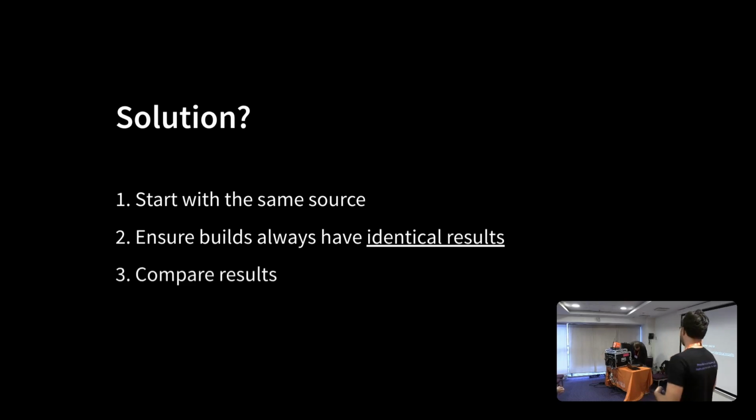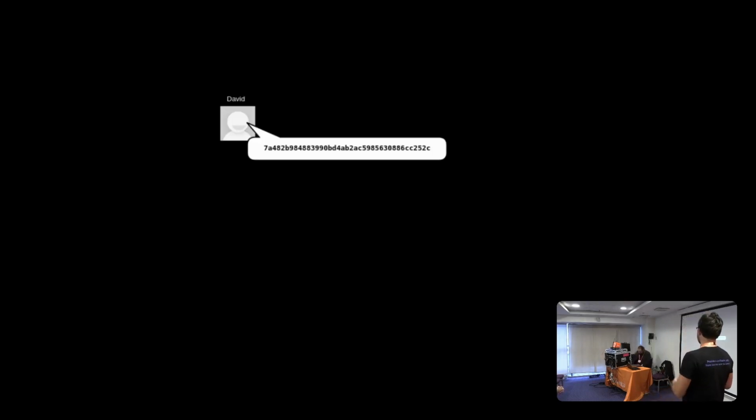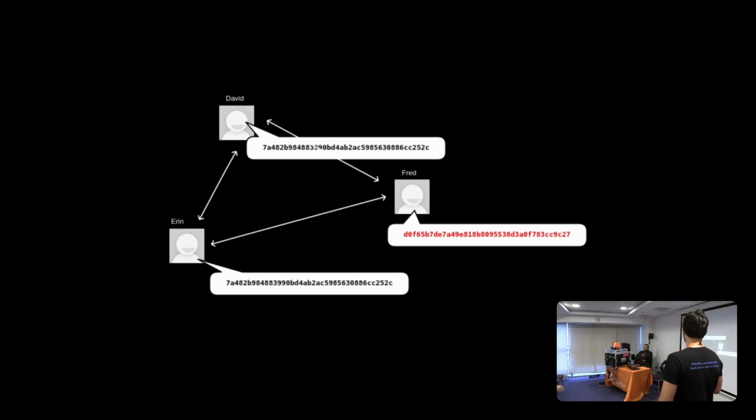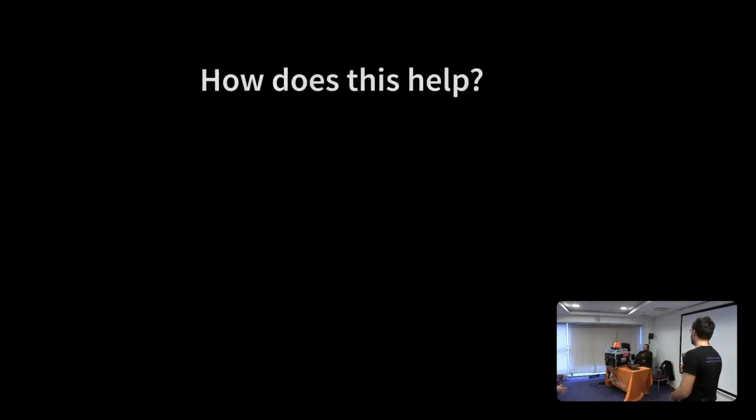So this means that if David is building something and then Erin is building something, they actually get the very same results, which possibly means that it's the same source code and nothing was injected into it. But if somebody comes around and gets something else, that's a red flag. It could mean nothing, but it could mean something. And you need to verify.